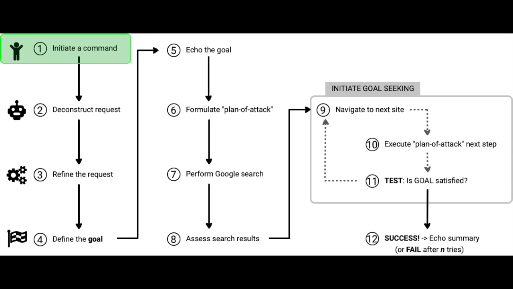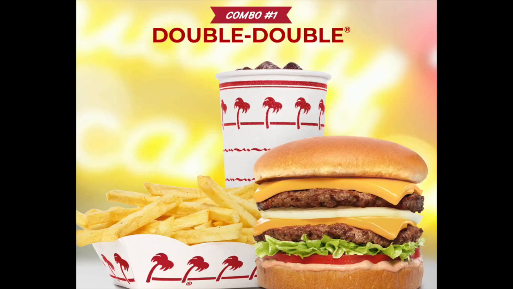Step 1. A user initiates a request. This is just the user's query. For instance, let's say that we wanted to find out how much a double burger costs at In-N-Out. For the uninitiated, In-N-Out is a burger chain, and the double means 2 meat, 2 cheese. It's their top seller. Okay, so that would be our user query.